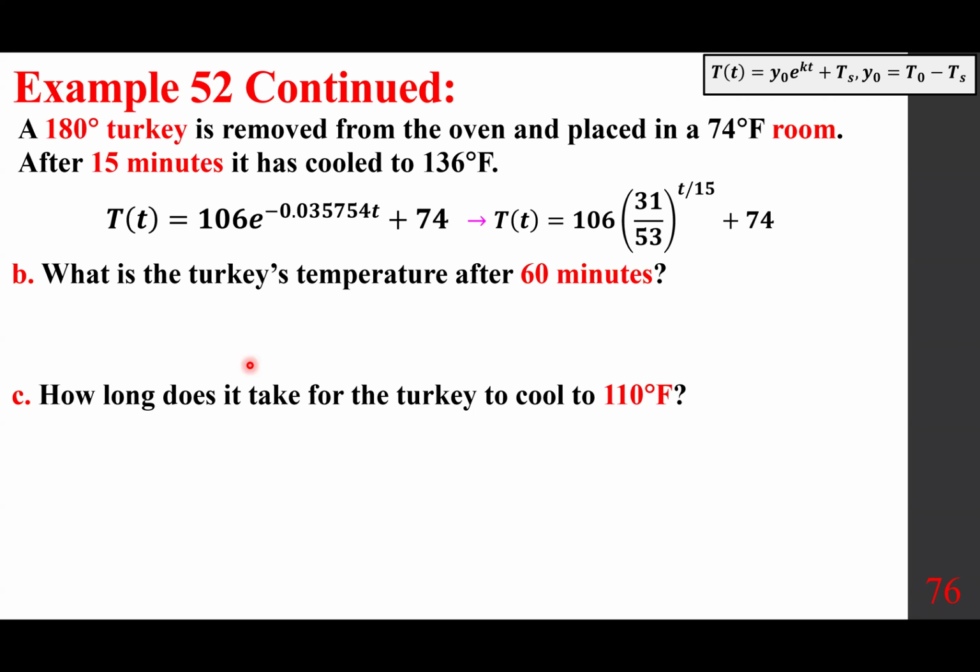So we have the formula for capital T of t now, in two different formats. What is the turkey temperature after 60 minutes? You can put the 60 here or here. Makes no difference. The numbers are extremely close. This one, 60 divided by 15, makes it perhaps easier.